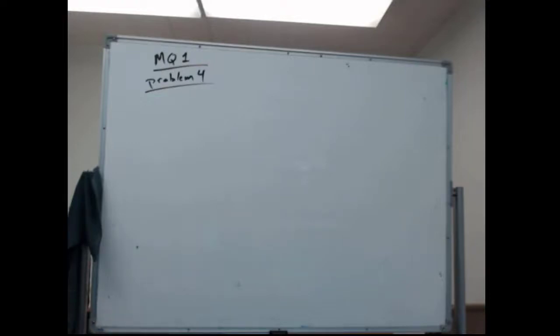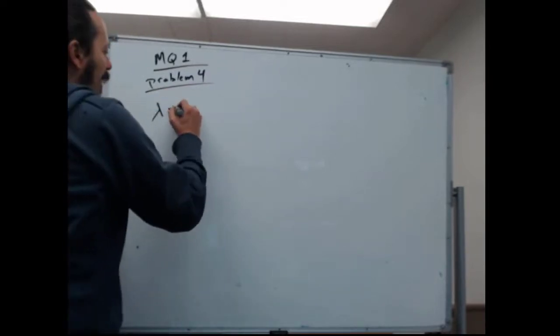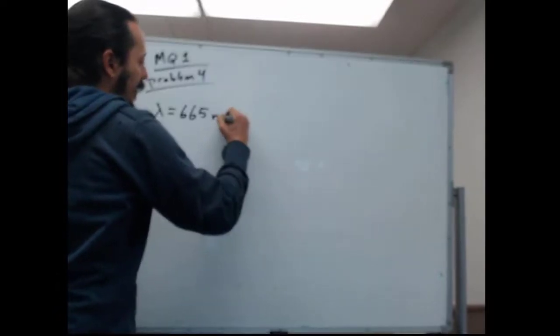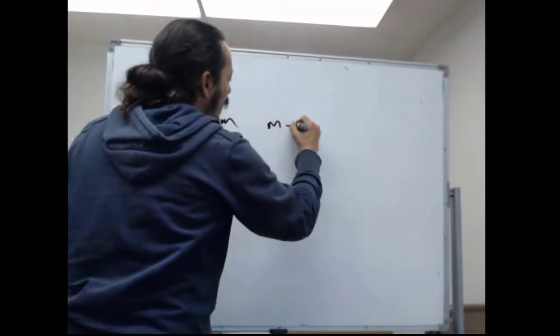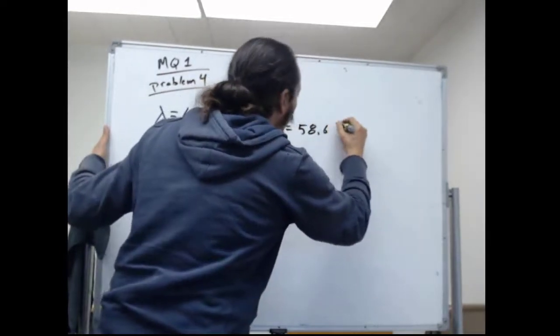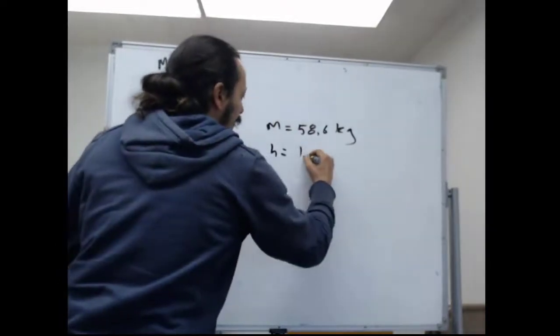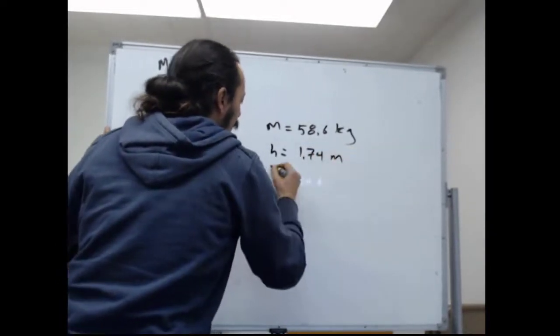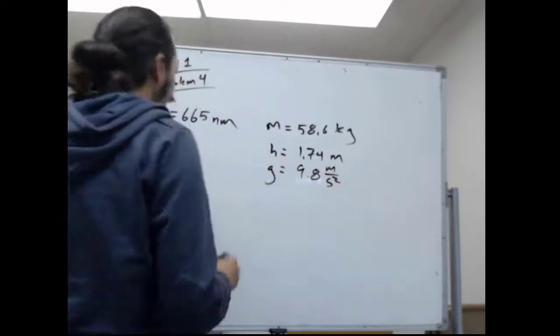Okay, that's a whole lot of stuff. Let's start breaking down the problem step by step. First thing I always do when I'm looking at a problem is I just start writing down the information they gave us. We've got wavelength equals 665 nanometers. We've got a block. We've got mass equals 58.6 kilograms. We've got a height of 1.74 meters. We've got a gravitational constant of 9.8 meters per second squared.